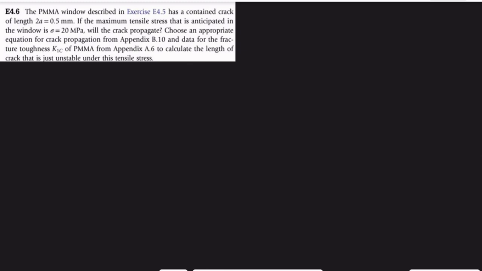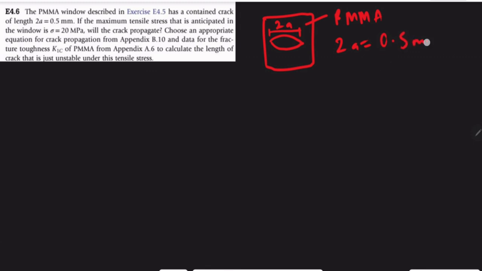So the question we have here: we have a window that has an internal crack of 2A of 0.5 millimeter. So we have a window. Let's just draw a window. So the window has an internal crack, a crack inside the window, of 2A. That's the window, and the material of the window is what? PMMA, which is acrylic. That's the material for the window, and the crack size 2A is equal to 0.5 millimeter.